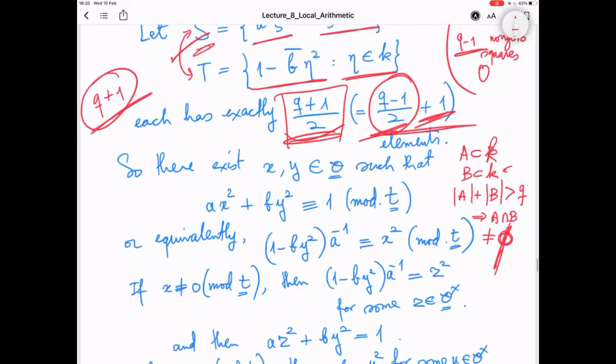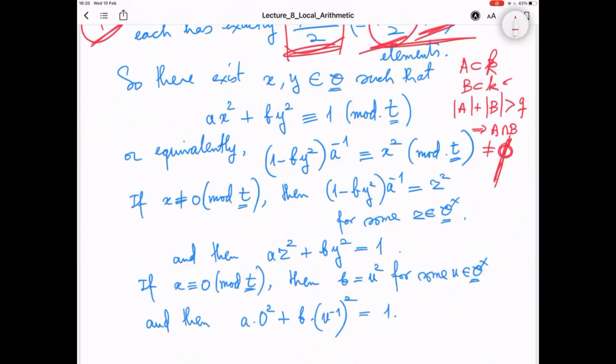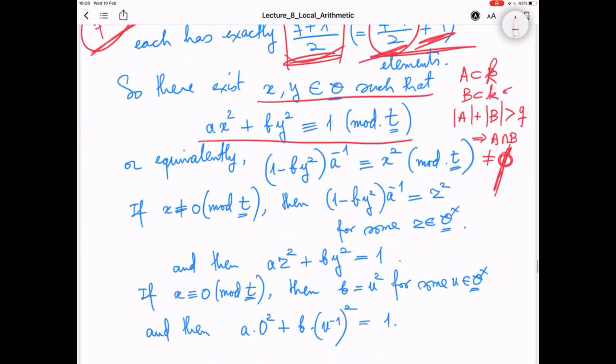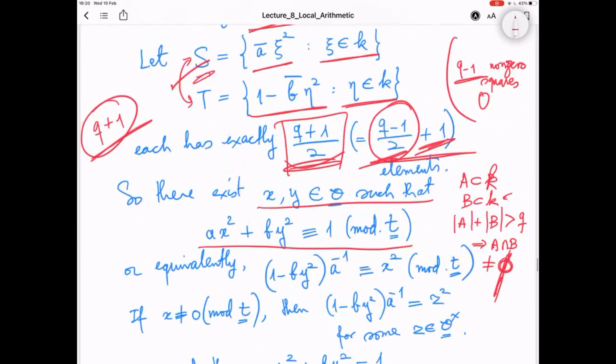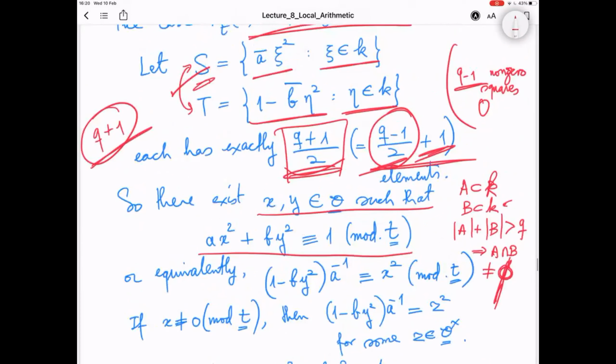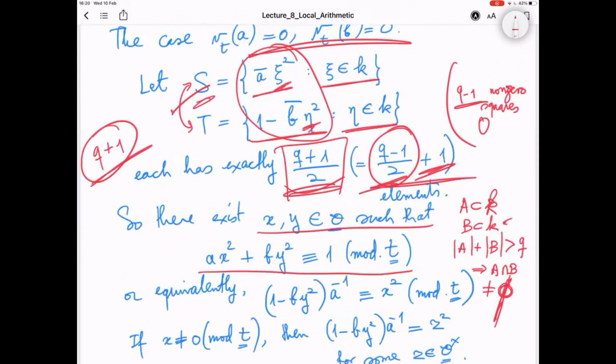If they were disjoint, it would be a contradiction. So they are not disjoint, and therefore there are x and y such that ax squared plus by squared is congruent to 1 modulo t. A common element will be, so there's a psi and there's an eta. So there's an x whose image is this psi, and there's a y whose image is this eta.